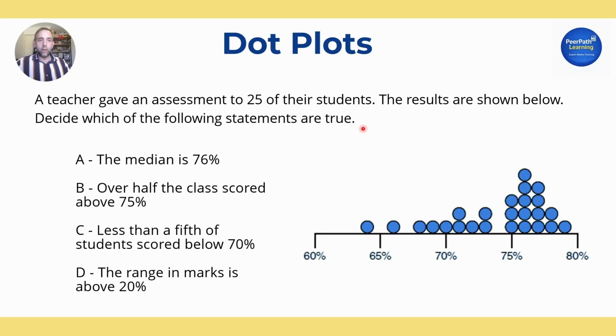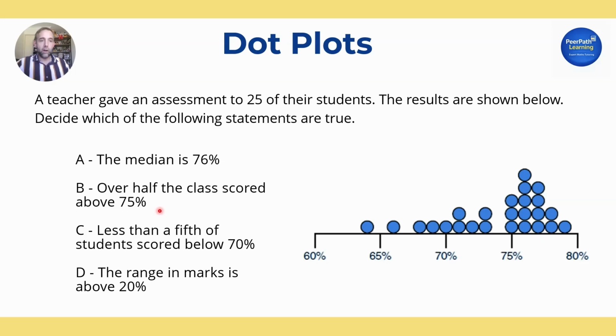So a teacher gives an assessment to 25 of their students and the results are shown in this dot plot. We want to pick which of the following statements is true. So the first one says the median is 76%. So 76% is here, and it's got the most dots on it. But that doesn't mean it's the median. That means that it's the mode, because remember the mode is the most common result. So that's not true, okay? They're trying to trick you there. It's the mode that is 76%.